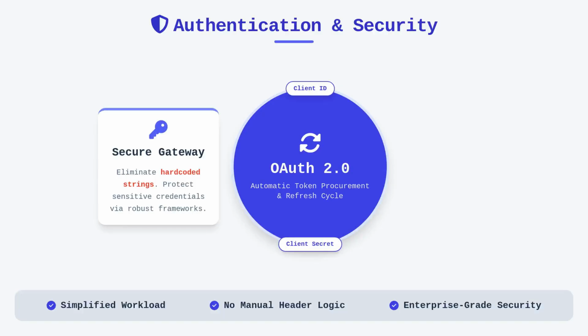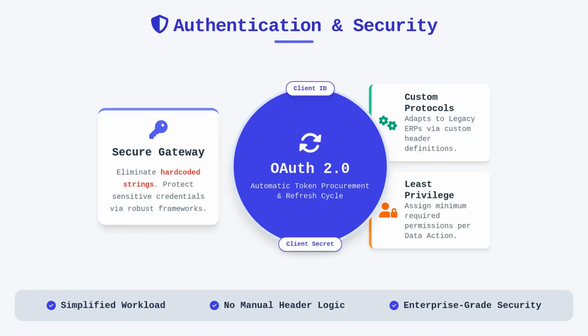This abstraction significantly simplifies your workload, as you no longer need to write complex logic to manage token expiry or authorization headers manually. When dealing with custom ERPs or legacy middleware, you might encounter custom headers or different security protocols, which the Data Action Builder can adapt to by allowing custom header definitions. Always ensure that the user account associated with the data action has the minimum required permissions necessary to perform its specific task, adhering to the principle of least privilege.